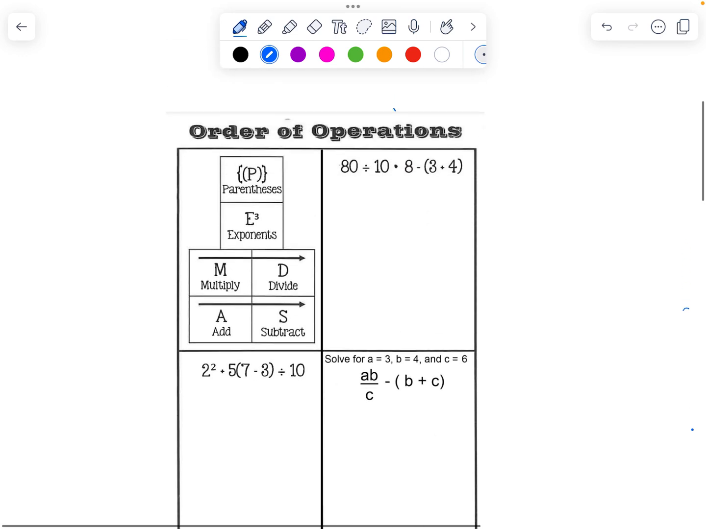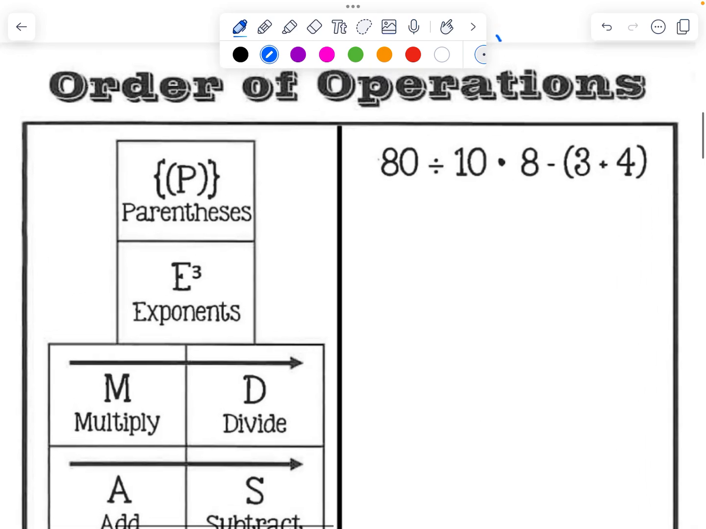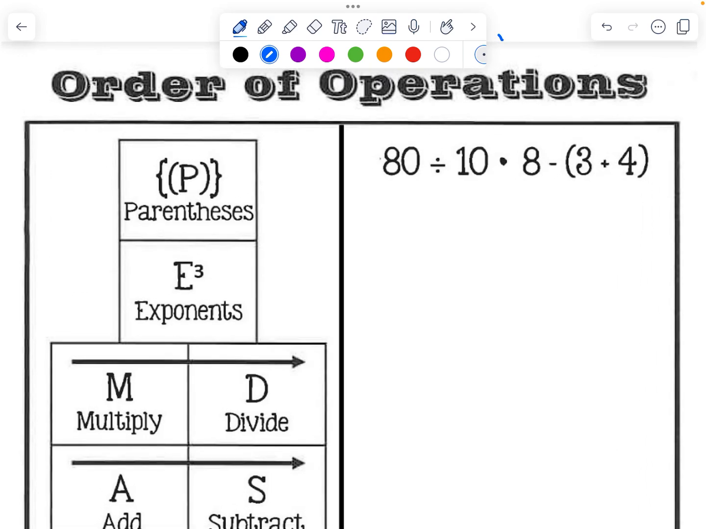All right, today we're going to be talking about the order of operations, which is somewhat of a review from elementary school. So in the past, you may have heard about PEMDAS or some other acronym for order of operations. Let's talk about what those letters mean.